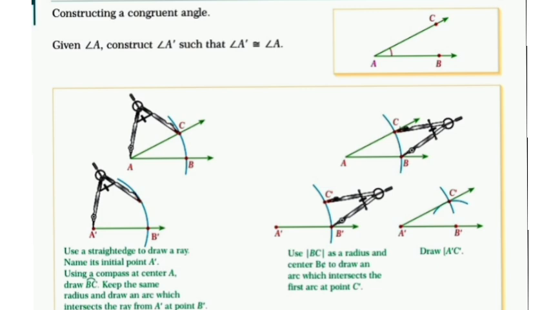Use line segment BC as a radius and center B' to draw an arc which intersects the first arc at point C'. Draw ray A'C'. Result: angle A' is congruent to angle A.